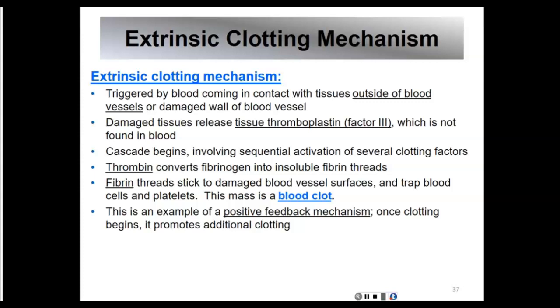So eventually, fibrin, which is a thread-like structure, will stick to the damaged blood vessel surface and trap in the platelets. This is called a blood clot. This is an example of a positive feedback mechanism. Once clotting begins, it promotes additional clotting.